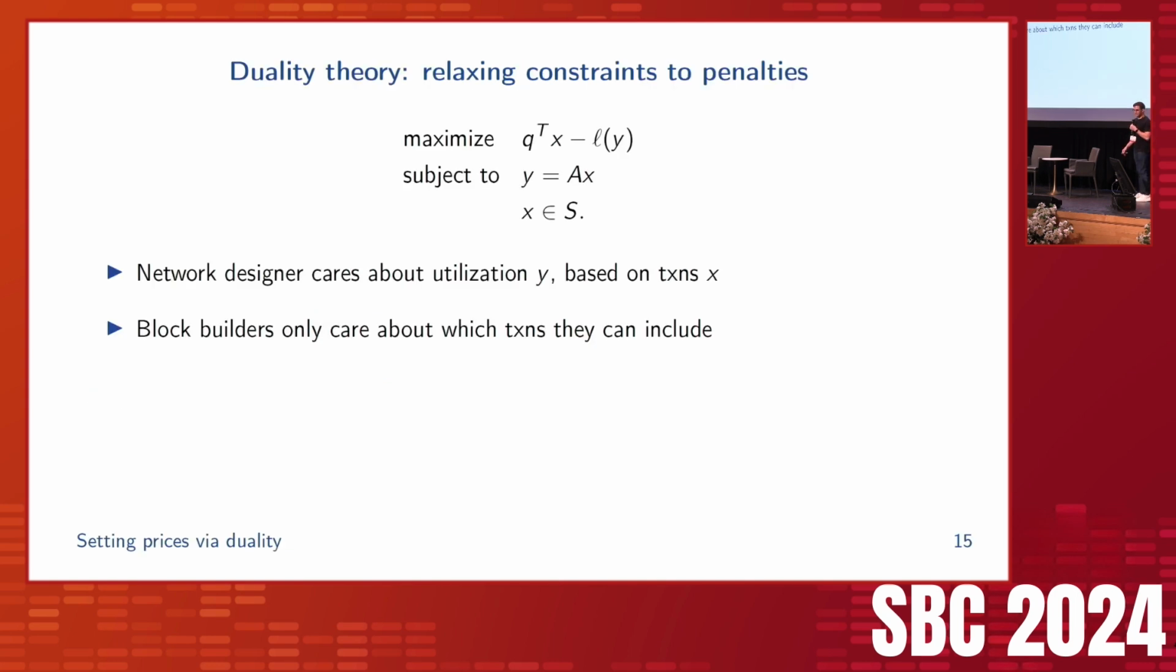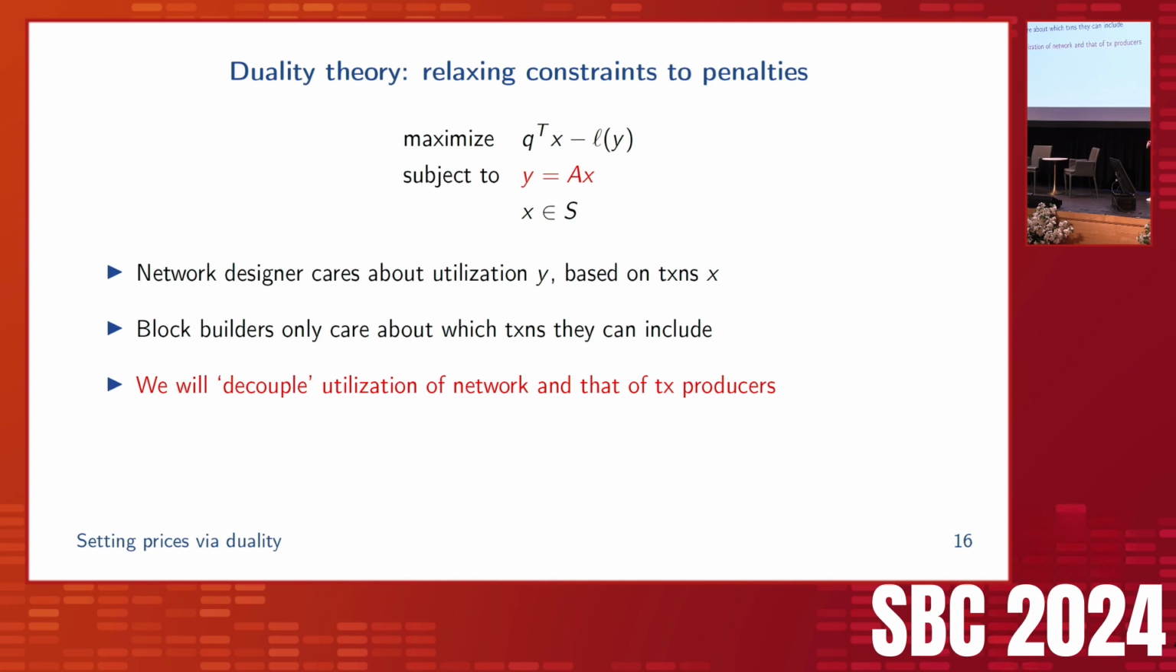So just to give a very brief outline of what duality theory is, it's this deep theory in convex optimization that says essentially if we relax the constraints to penalties and we set the penalties correctly, then we solve the original problem if we set those penalty prices correctly. And one key observation here is the network designer really only cares about the utilization, Y, the resource utilization, based on the transactions. But they only care about the transactions insofar as it affects the utilization. Similarly, people that are building blocks don't actually care about the resource utilization of the network, except insofar as it tells them which transactions are actually allowed to be put in.